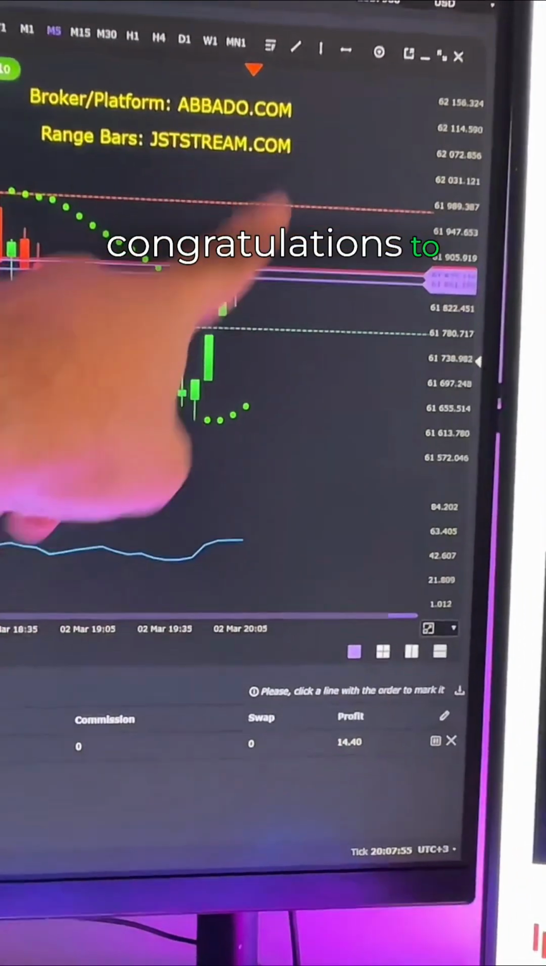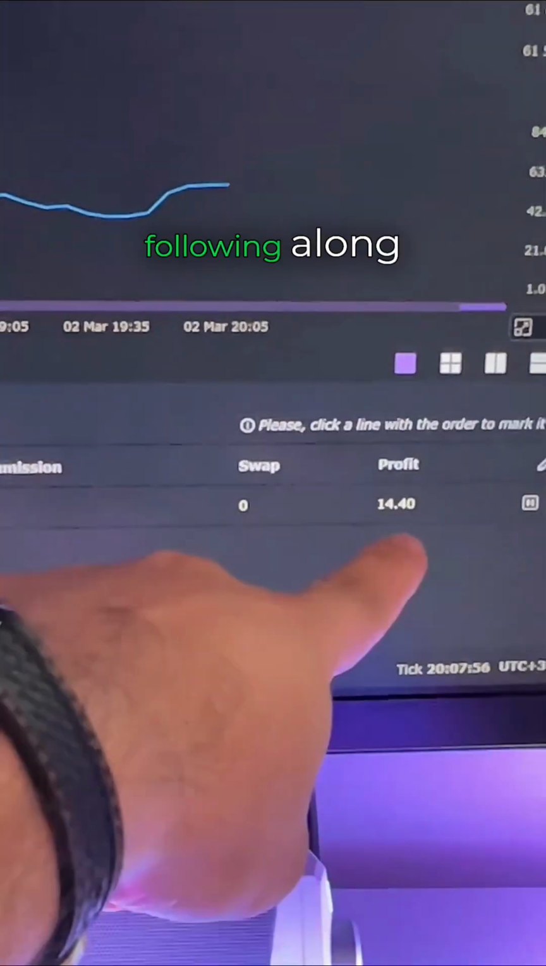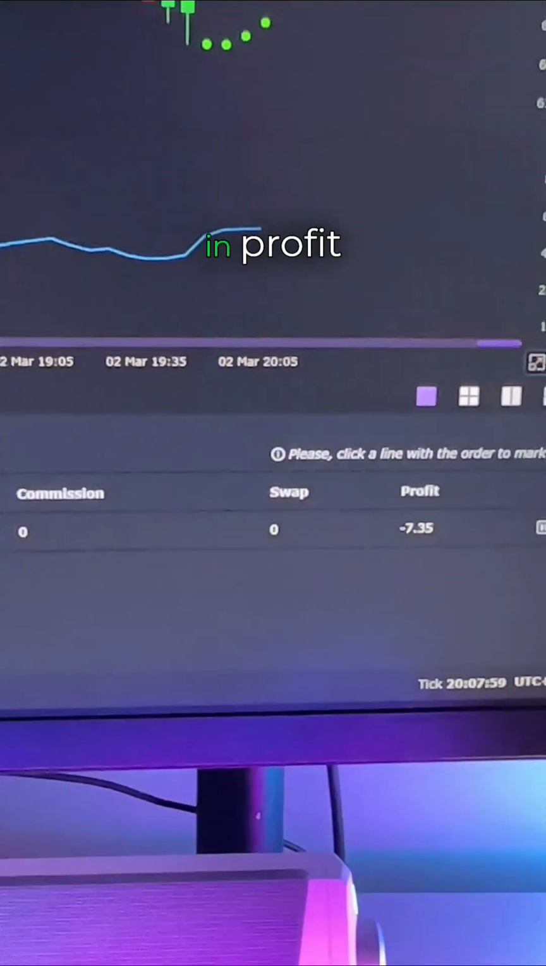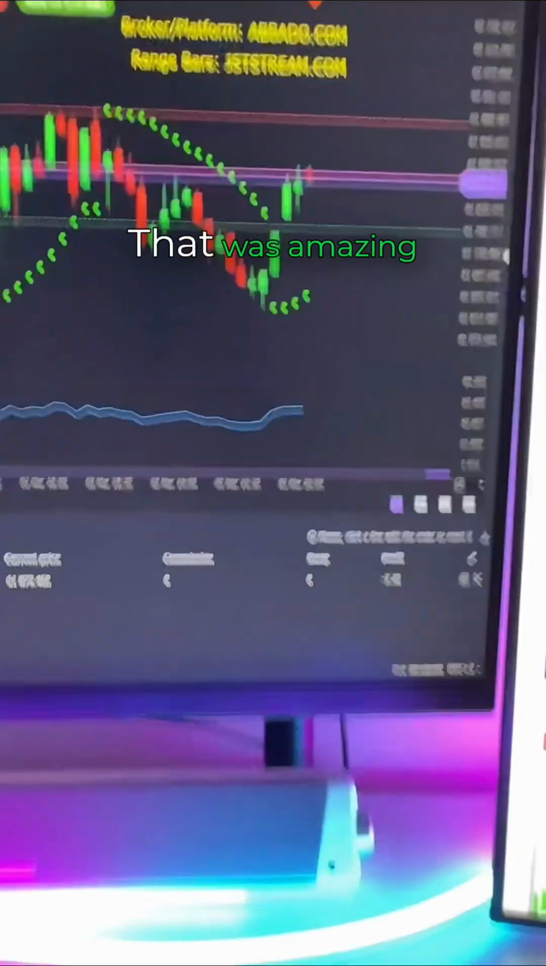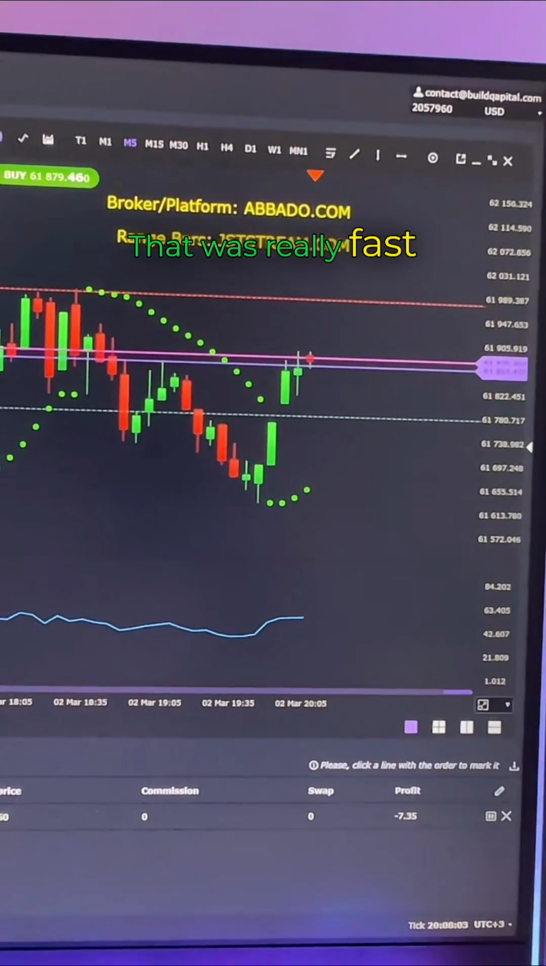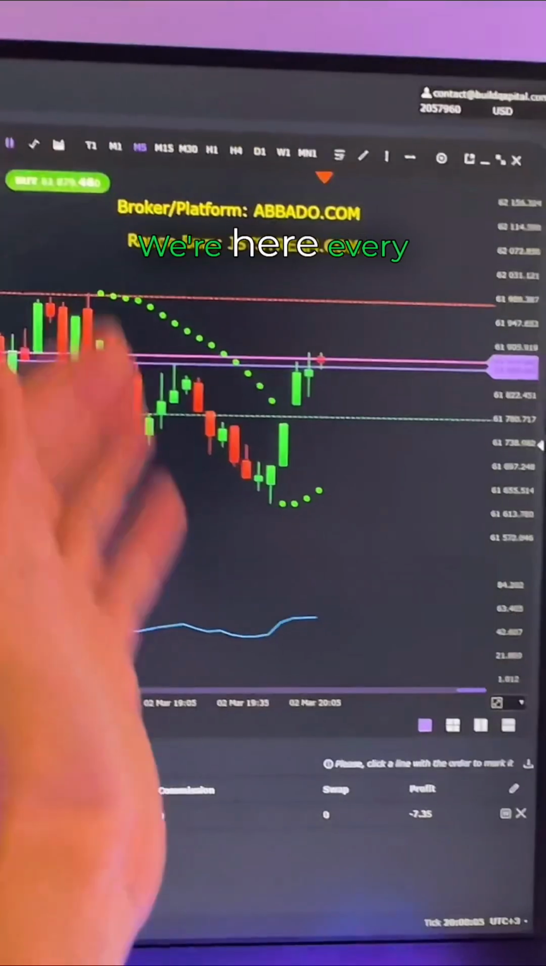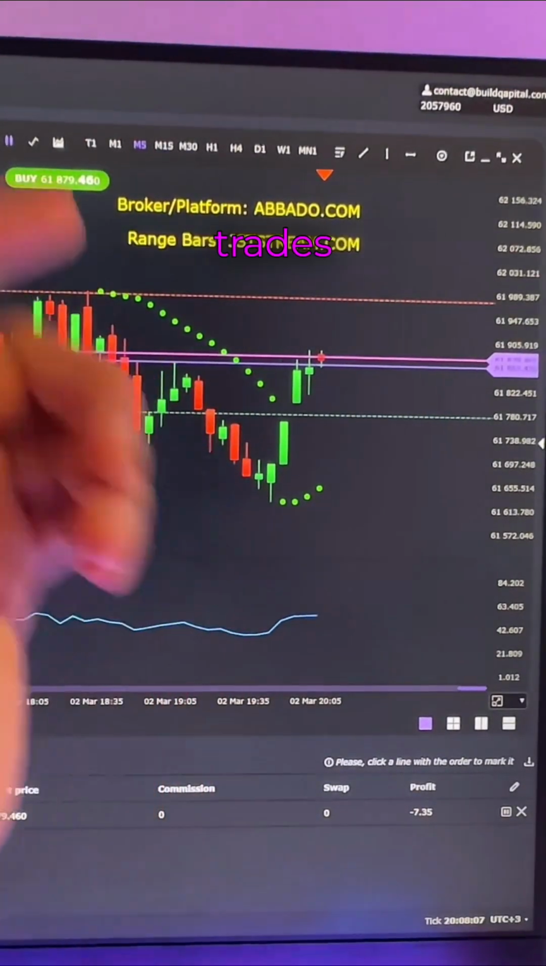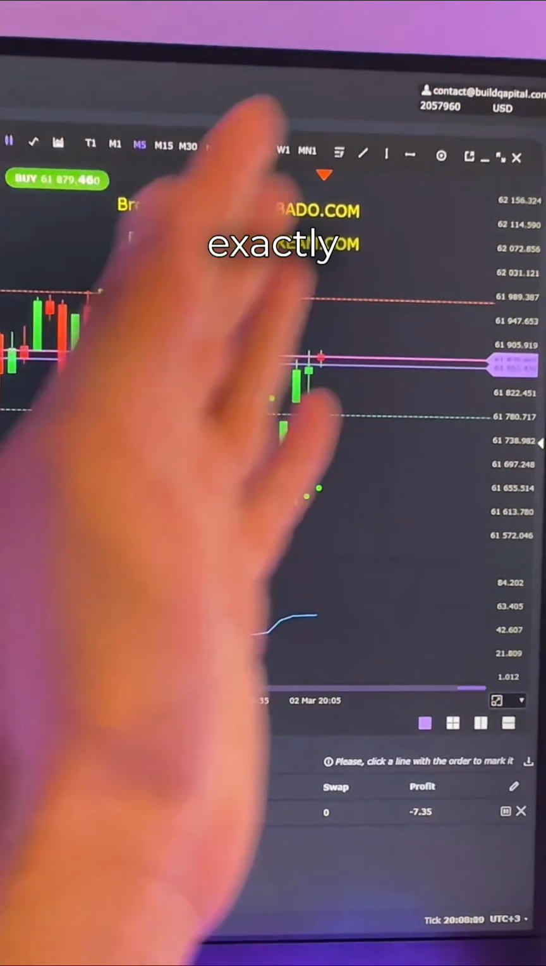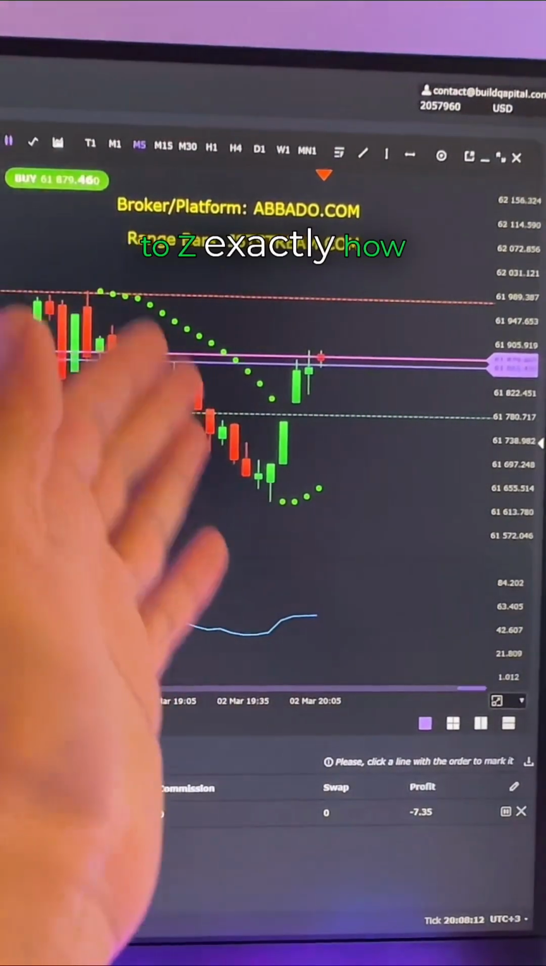And guys, congratulations to anyone who's following along. Our trade is already in profit. So congratulations. That was amazing. That was really fast. And you guys know that's what it is. We're here every single day doing these live trades, showing you guys exactly step by step, A to Z, exactly how I do what I do.